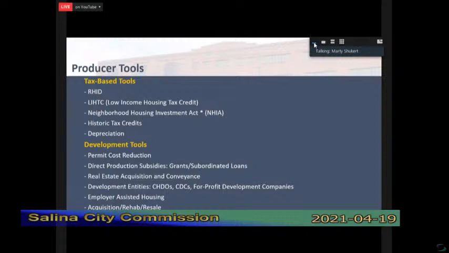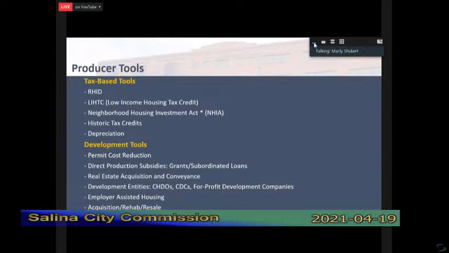Employer-assisted housing is a development tool. So that's where we come into the question that we just heard. We'll talk about that in just a second.